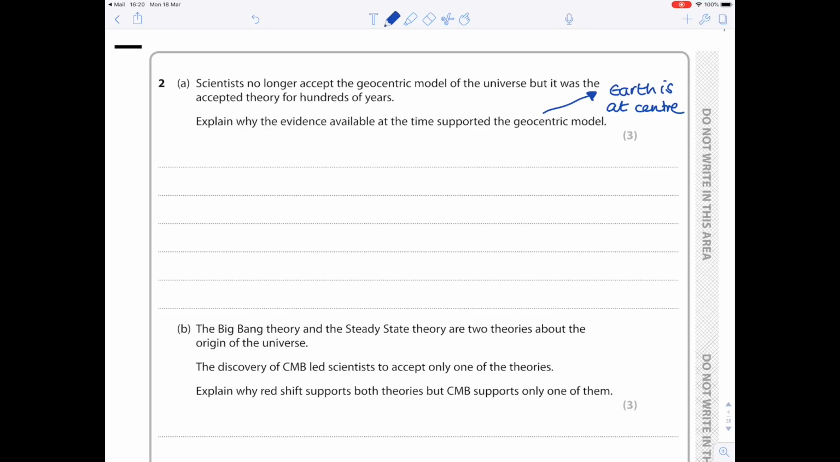So why would people think that Earth is at the centre? Well, firstly because they had no scientific evidence. The only evidence they had is what they could see with their eyes.